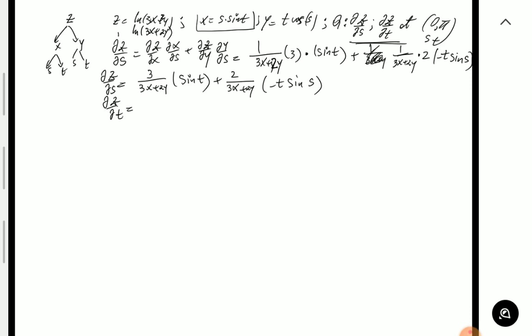Let's do it directly. That's going to be partial z, partial x, which is already computed. I'm going to copy it here. But now it's times partial x, partial t, which is s cosine of t. Then partial z, partial y, 2 over 3x plus 2y, followed by partial y, partial t, which is, sorry, 1 times cosine of s.